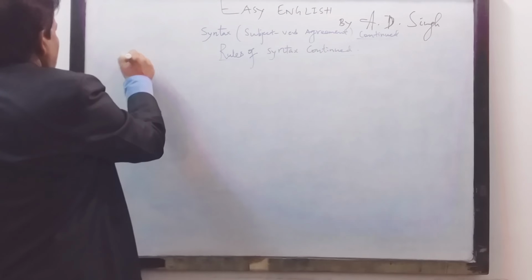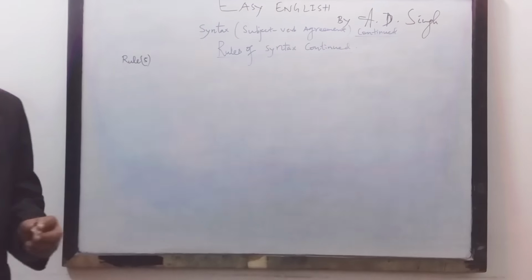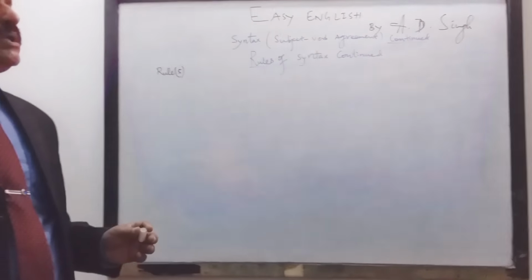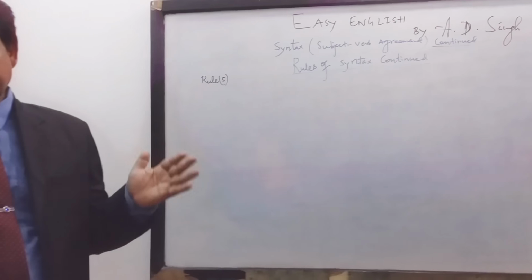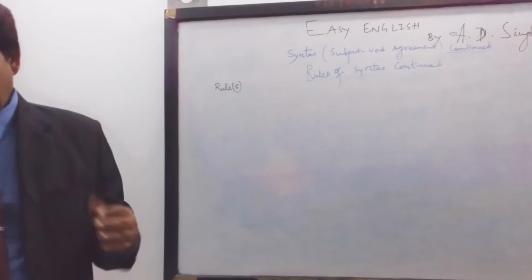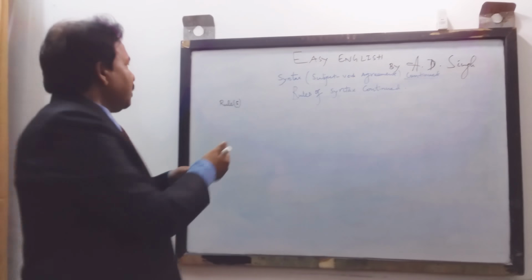Syntax. Now, rule number 5. We are continuing rule number 5. Well, I just told previously that a verb always agrees with a subject in number and person. So, in continuation of the rules, let us talk about rule number 5.